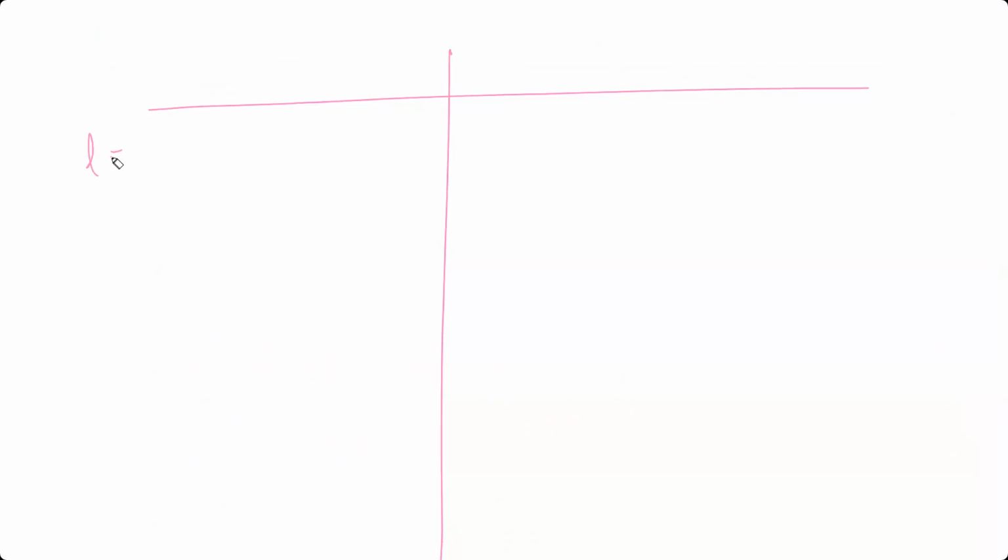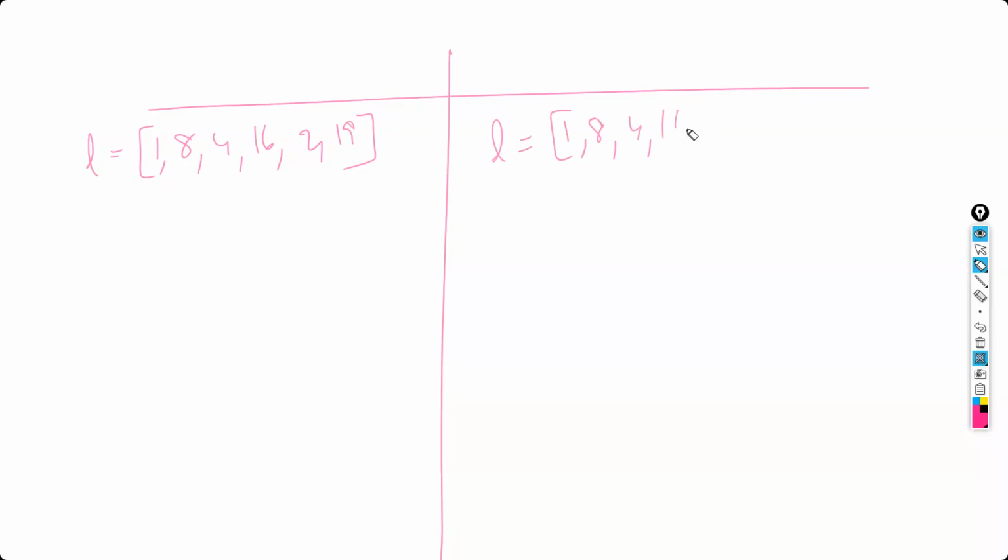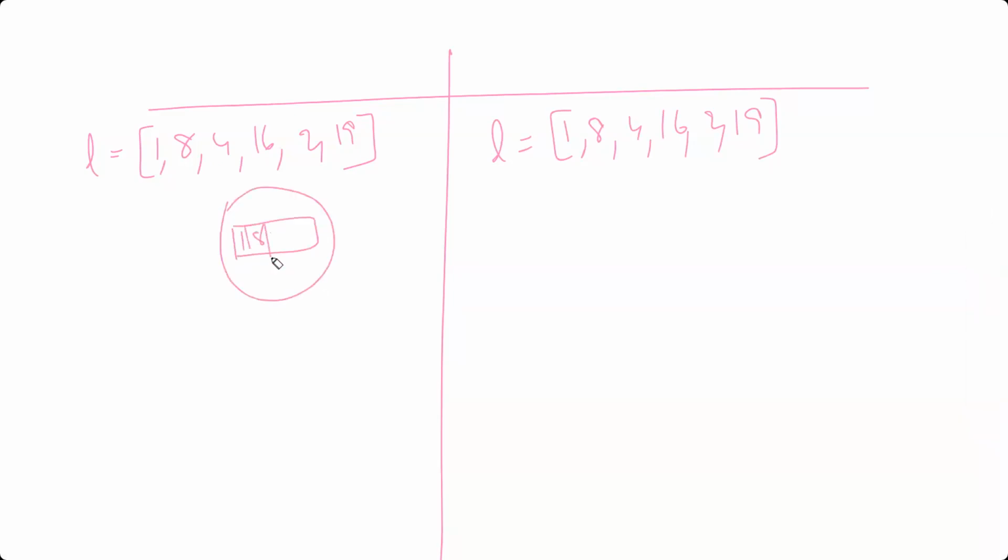Okay. L is equal to 1, 2, 3, 8. Sorry, one minute, one minute. Don't write. 1, 8, 4, 16, 2, 19. Something like this. Now, the same example here also: 1, 8, 4, 16, 2, 19. Done? Now you are going to create an object. In the object, 1 will be there, 8, 4, 16, 2, 19. Everything is there in the object.